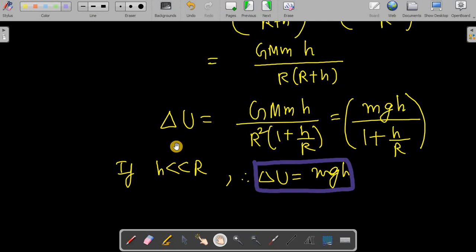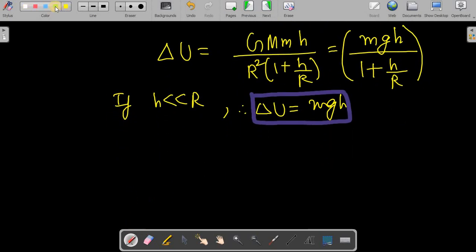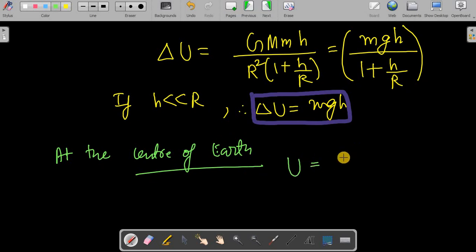Also, if you consider potential energy at the center of Earth, what will it be? At the center of Earth, potential energy is equal to minus 3 by 2 GMm by R.